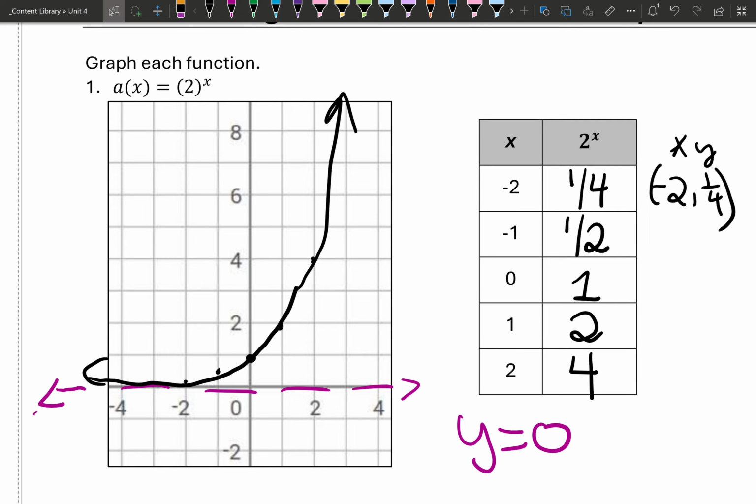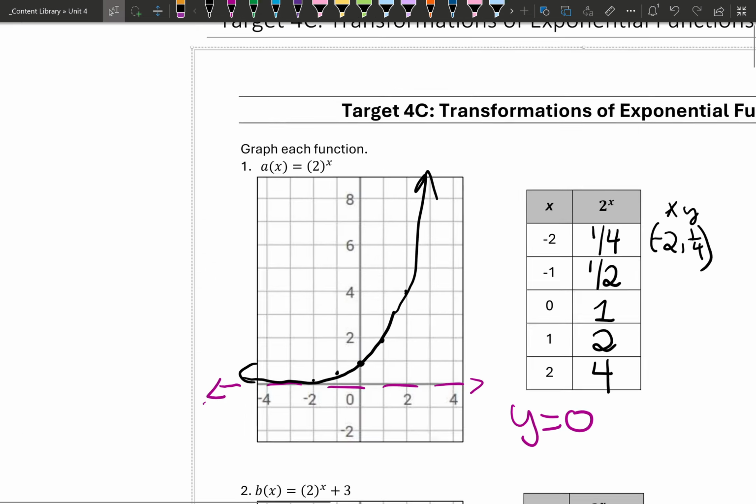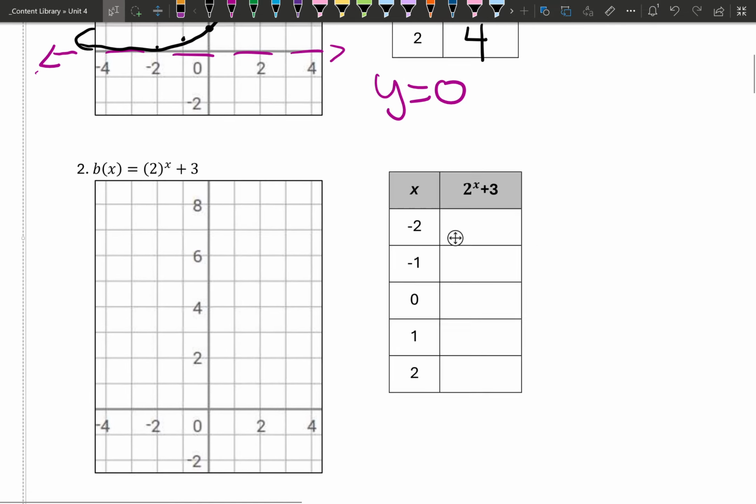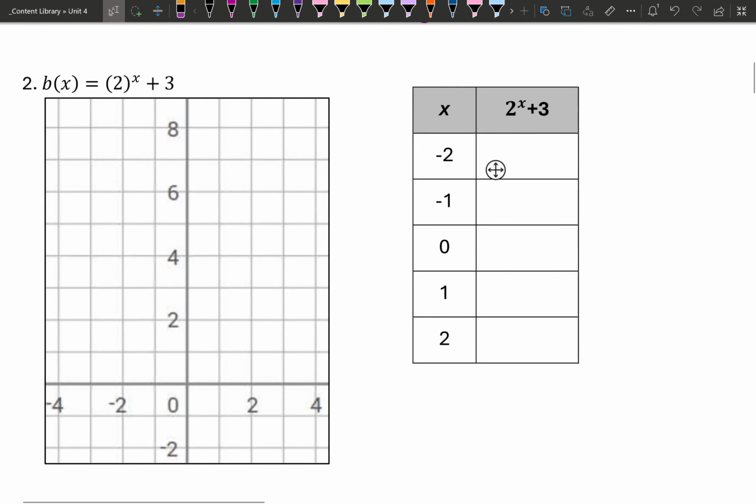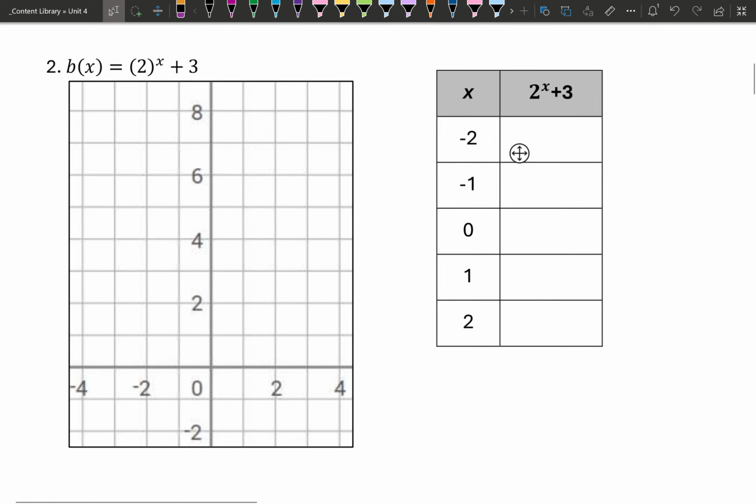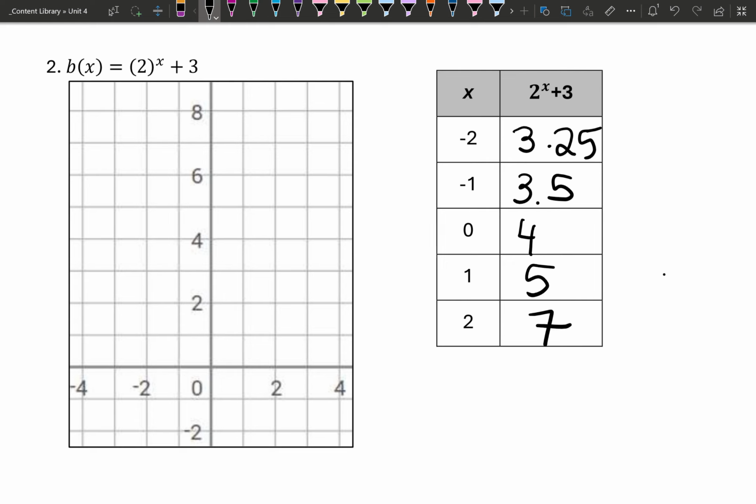All right. So for number 2, we have b of x equals 2 to the power of x plus 3. Let's plug in the x's and see how it compares with the parent. When I plug in -2, I get 3.25. When I plug in -1, I get 3.5. When I plug in 0, I get 4. Plug in 1, I get 5. And when I plug in 2, I get 7.